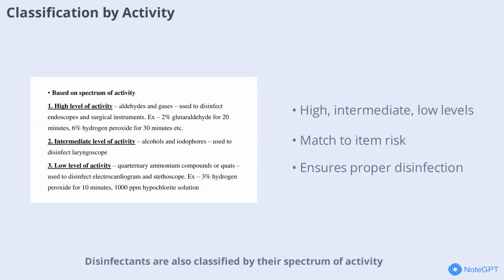Disinfectants are also classified by their spectrum of activity. High-level disinfectants like aldehydes and certain gases are used for critical instruments such as endoscopes and surgical tools. Intermediate-level disinfectants, including alcohols and iodophores, are suitable for items like laryngoscopes. Low-level disinfectants such as quaternary ammonium compounds are used for non-critical items like stethoscopes and ECG machines. The choice depends on the level of microbial risk associated with each item.